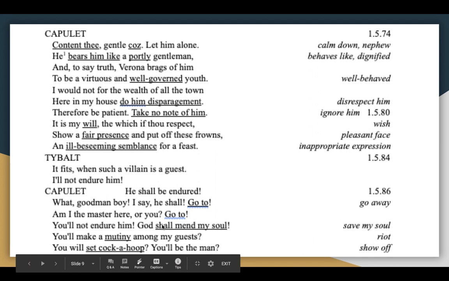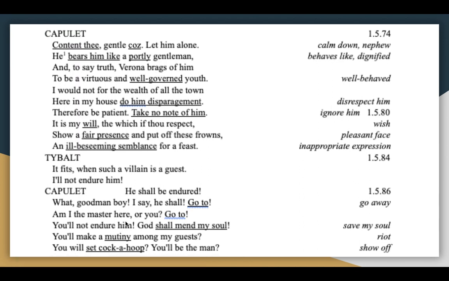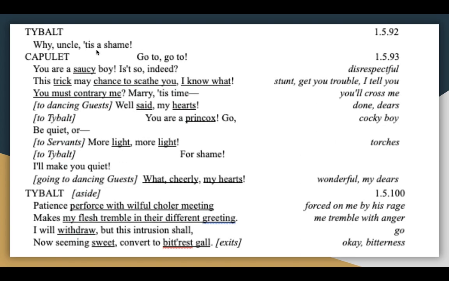"Oh, save my soul. You'll make a mutiny among my guests." You're going to start a fight among my guests. You'll cause chaos. That will be you. Are you going to be the man to do this? Really? Calm down. That's what he's saying there. Tybalt says, "Why, uncle, 'tis a shame." "Go to. I've had enough. You are a saucy boy." I quite like this. You're disrespectful, but you are a saucy boy. He doesn't mean that in an "ooh, saucy boy" way. He's saying you're a disrespectful boy.